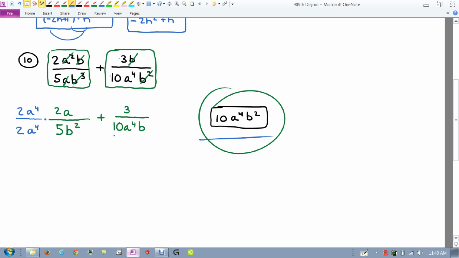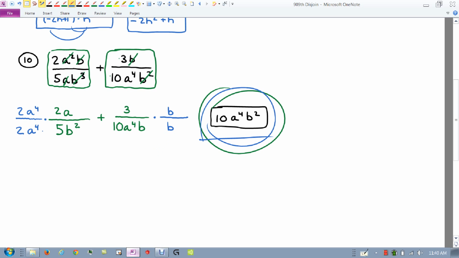Now, on this one, I already have a 10, so I don't need to multiply anything by 10. I have an a to the 4th. I need an a to the 4th, so I don't need that. I have a b, but I need a b squared, so I need to multiply by b over b. Now, if I multiply this times this, I should get this, which I do.